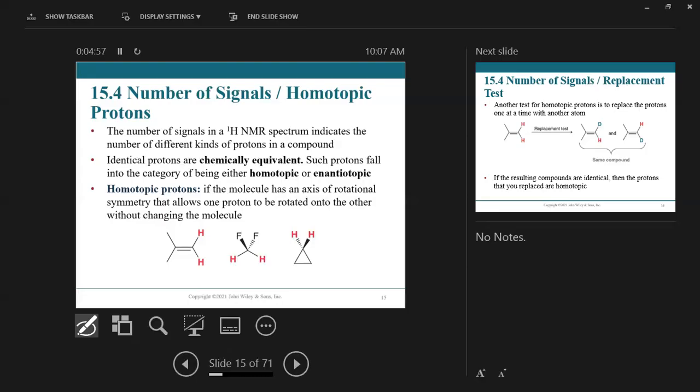It says homotopic protons: the molecule has an axis of rotational symmetry that allows one proton to be rotated onto the other without changing the molecule. So if we rotate this, we're not changing the molecule. If you rotate this 180 degrees, we're not changing the molecule.